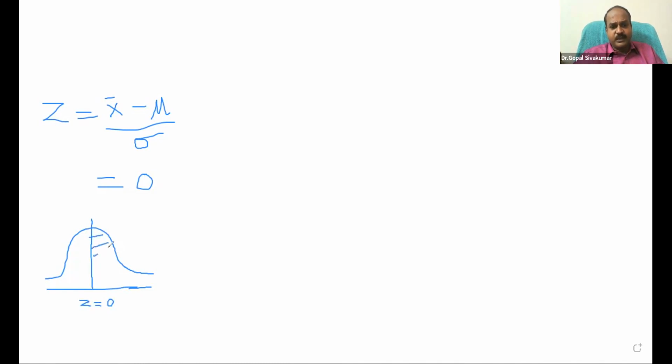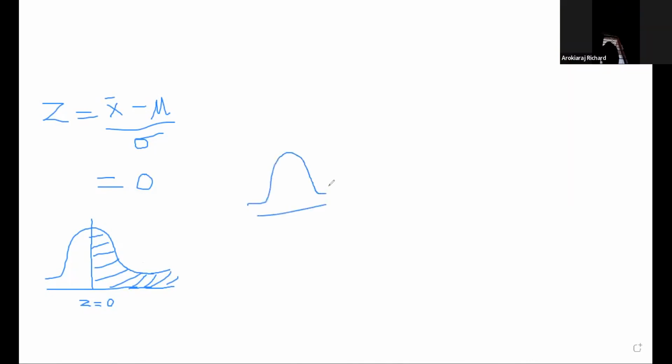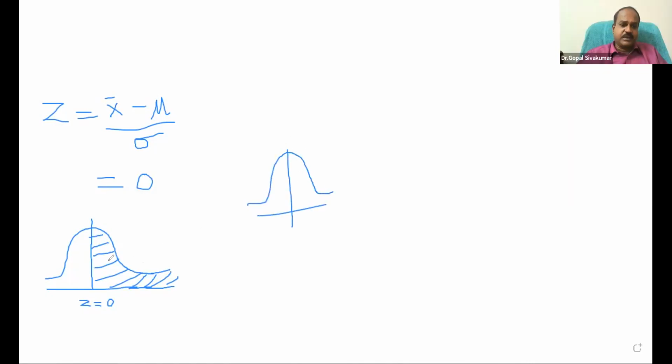Now, what is the area to the right of the Z-score? Can somebody tell me? 3 sigma. See, you have to be very careful with the terminology hereafter. What is the area to the right of the Z-score? 0. Area to the right side. What is the total area under the curve? 50%. That means this shaded area is 0.5.